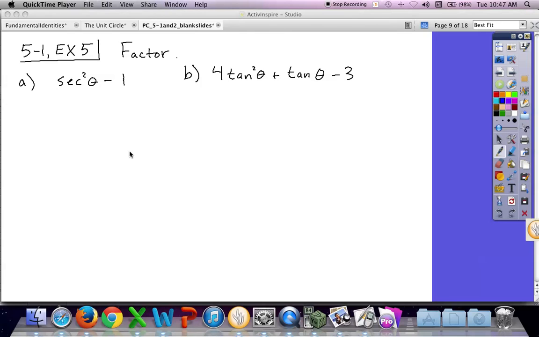Right? More practice factoring. If we were in the middle of a verification problem and we had secant squared minus 1, I doubt we'd be factoring it. We'd probably be substituting for tan squared. But in terms of factoring, what kind of factoring could we do on secant squared minus 1? It's a difference of squares. So how would it factor?